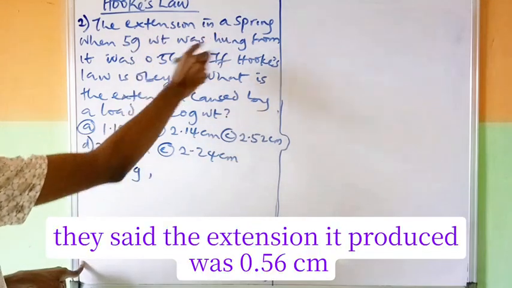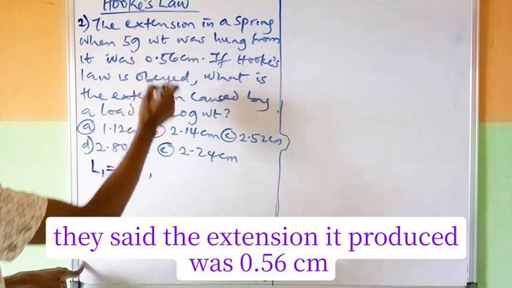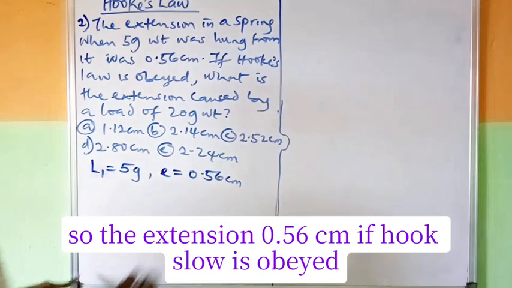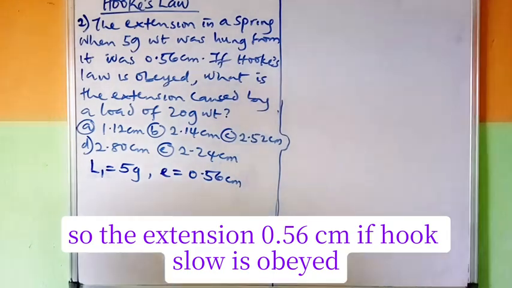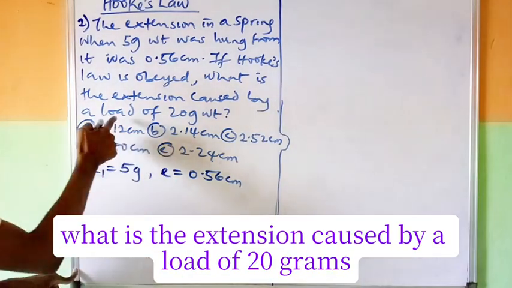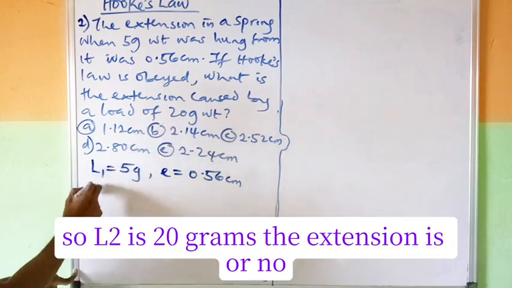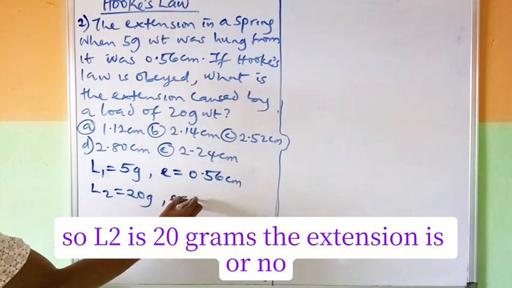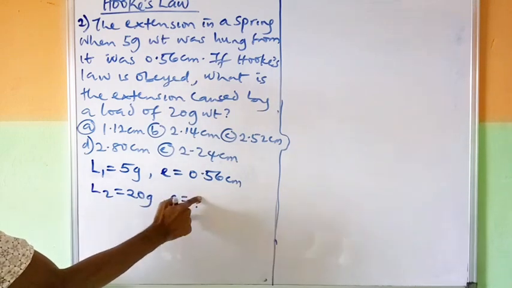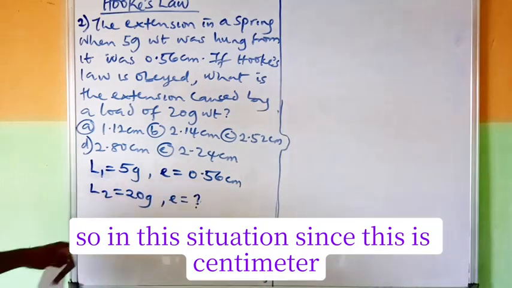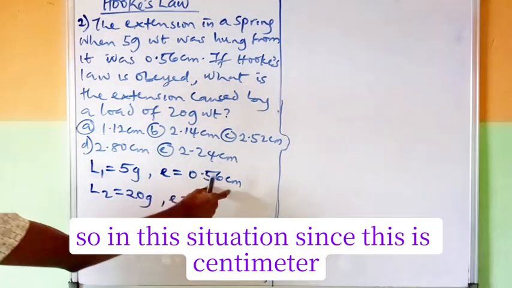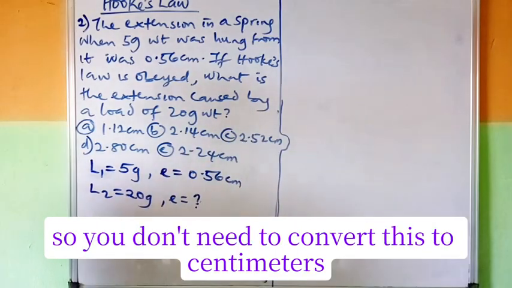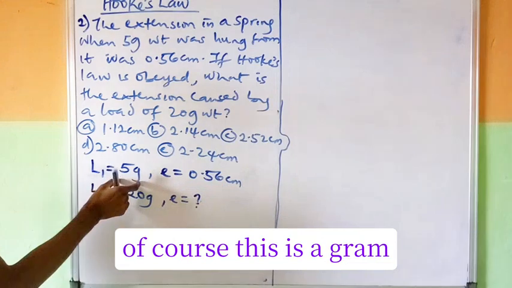They said the extension it produced was 0.56 centimeter. So the extension is 0.56 centimeters. If Hooke's law is obeyed, what is the extension caused by a load of 20 grams? So L2 is 20 grams. The extension is unknown. Since this is in centimeters and what we are looking for is in centimeters, you don't need to convert this. Of course, this is in grams, this is in grams.